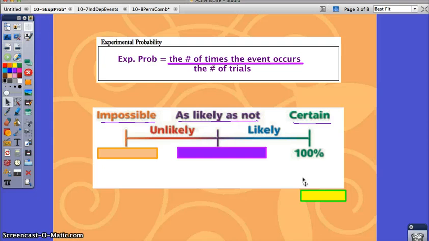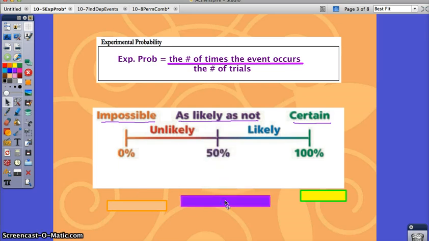The other end of that, then, is what's a probability that's impossible? Well, if it's truly impossible, the probability would be 0. And right down the middle, as likely as not, would be 50%. So the probability of getting an even is as likely as the probability of not getting an even. So that would be 50% on a die. In between 0 and 50%, you could describe it as unlikely. If you were here at 10%, that's very unlikely. And if you were here at 40%, that's still unlikely, but it's close to as likely as not.